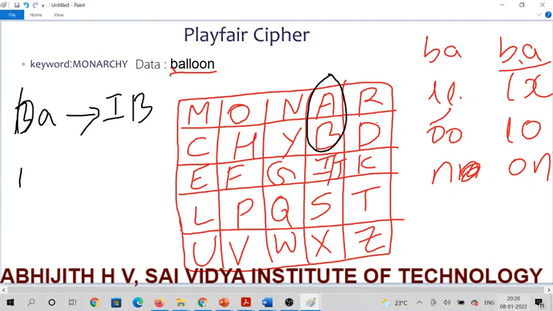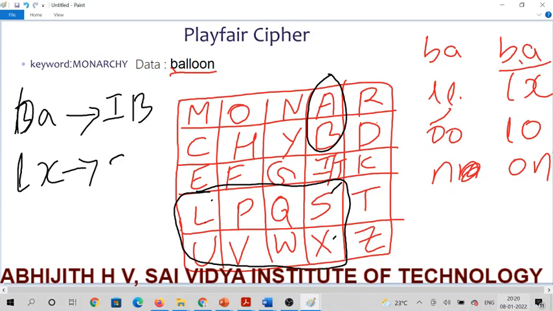The next digraph is LX. If you look into this example, L is here and X is here. Now I need to construct the rectangle. For L, in the same row at the end we have S. So L will be replaced by S. For X, in the same row at the end we have U. In this direction, it will be replaced by U.